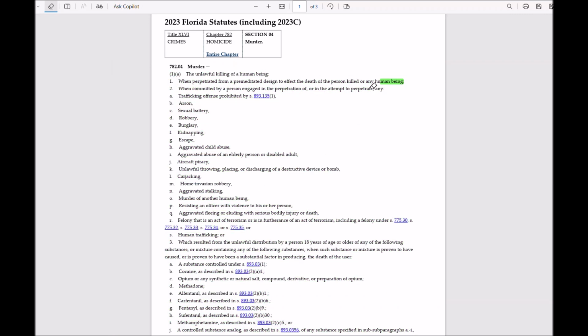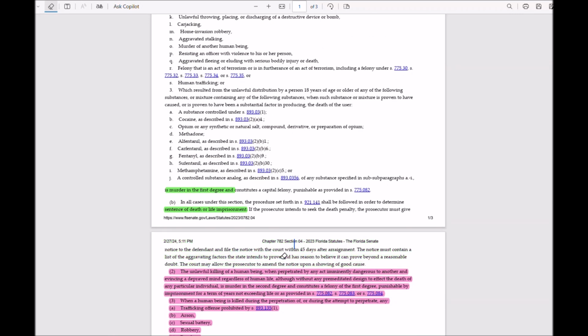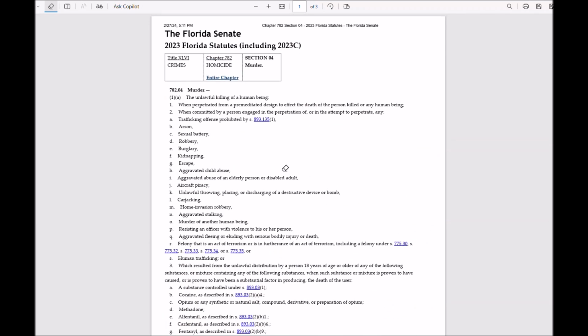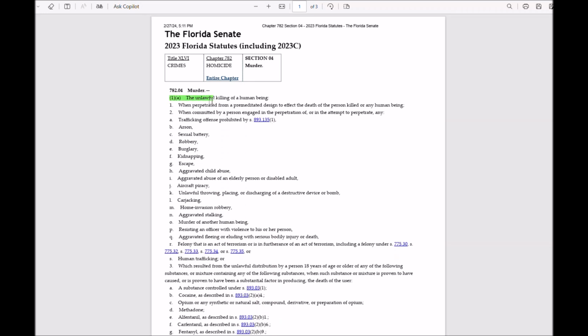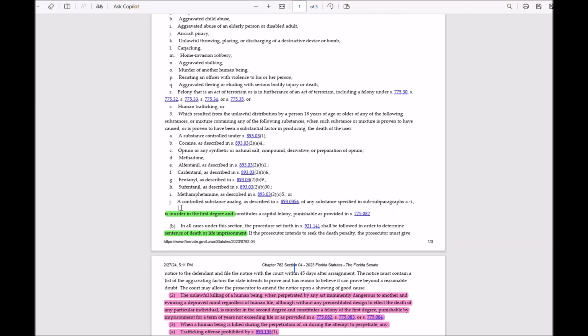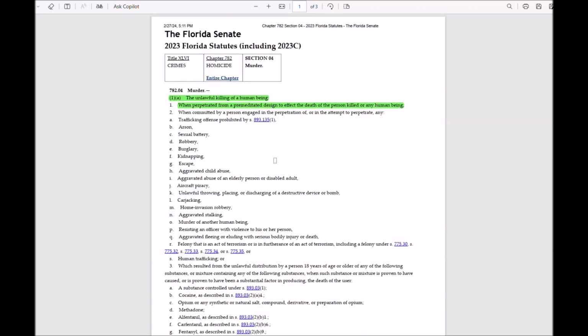Highlighted in green is the first degree murder. I'm going to go ahead and erase everything, and we'll highlight the important stuff. Number one, as we know, everything above is murder in the first degree. So let's read this as the law is written. Number one, this is a precursor for the terms of what it is. It says it's the unlawful killing of a human being when perpetrated from a premeditated design to effect the death of the person killed or any human being is murder in the first degree. And so that is one condition.